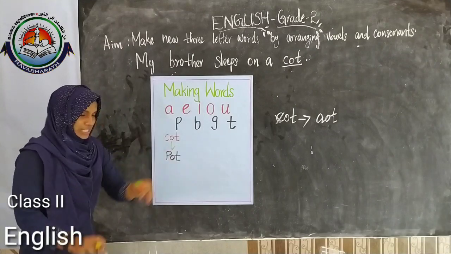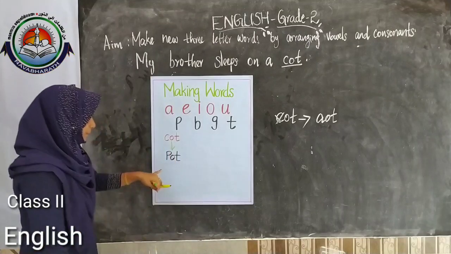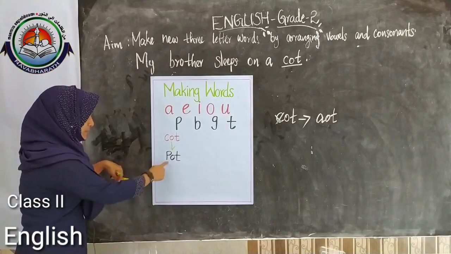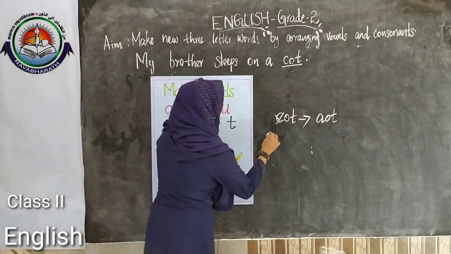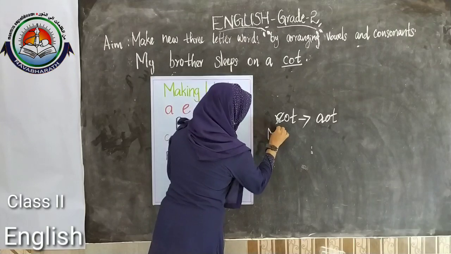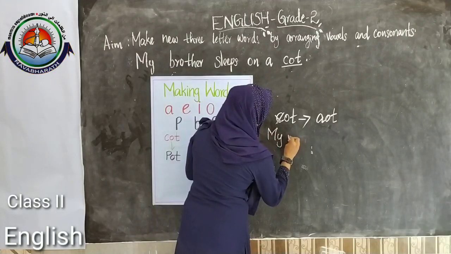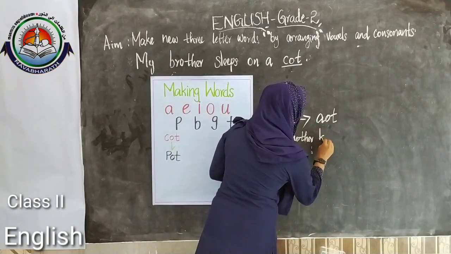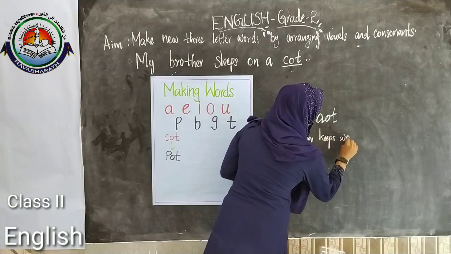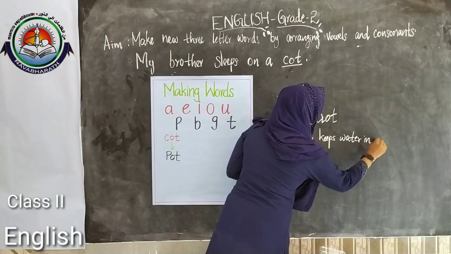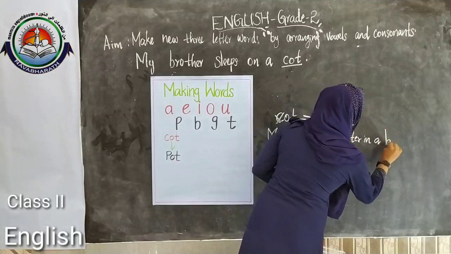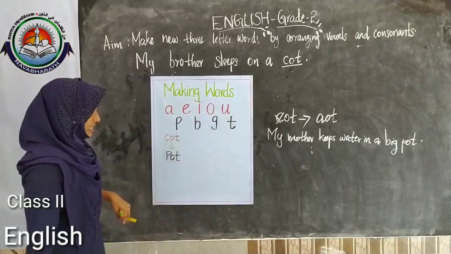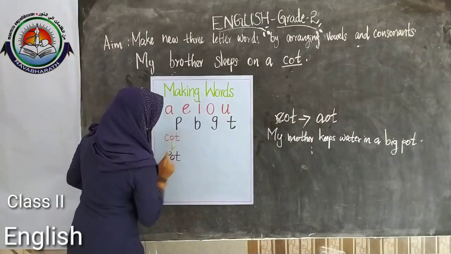So let's make a sentence with this pot. Do you think any sentence with this pot? Yes, let's write: My mother keeps water in a big pot. Yes, so here I'll make one sentence with this pot.